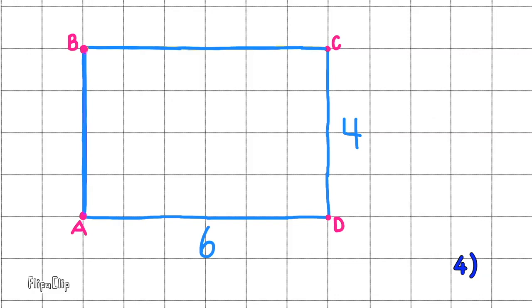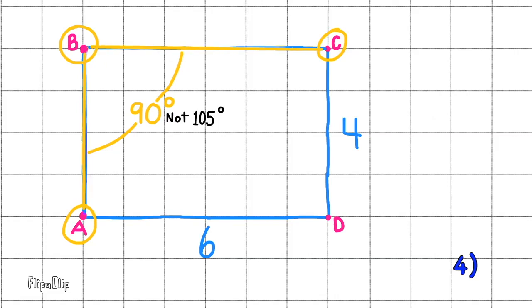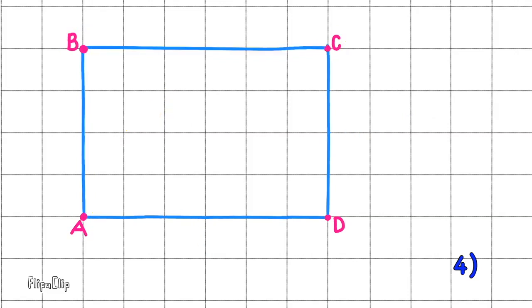B. The measure of angle ABC equals 105 degrees. This one would also not be similar because, as you can see, the measure for ABC is 90 degrees, not 105 degrees. C. AB equals 8. As you can see on this rectangle, AB equals 4. And 8 is exactly 2 times larger than 4. It could have a scale factor of 2. It could be similar to this rectangle.